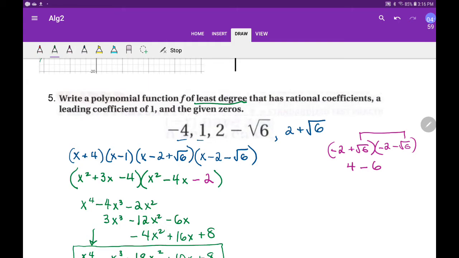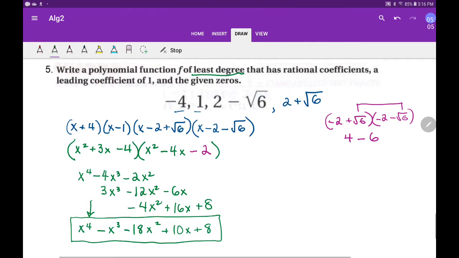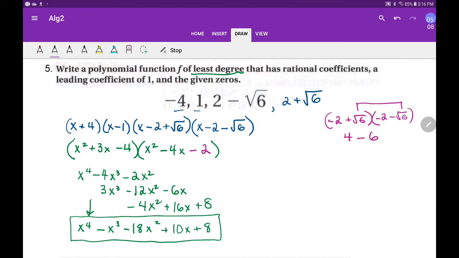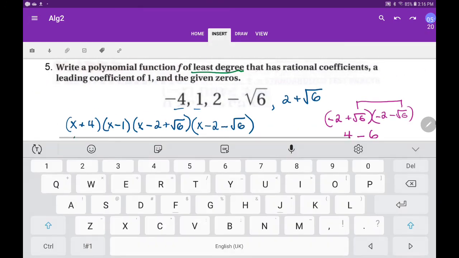And it has rational coefficients. It has 1, -1, -18, 10, and 8. Those are rational. No square roots to be found. Leading coefficient of 1, there it is. And the given zeros. Well, I used the given zeros to build it, so I hope that's what it is. And if you'll permit me, I'm going to put it into my notes here while I'm still showing the video.